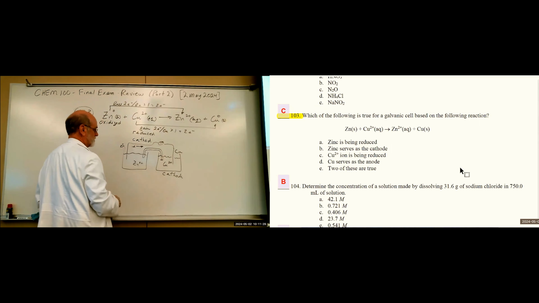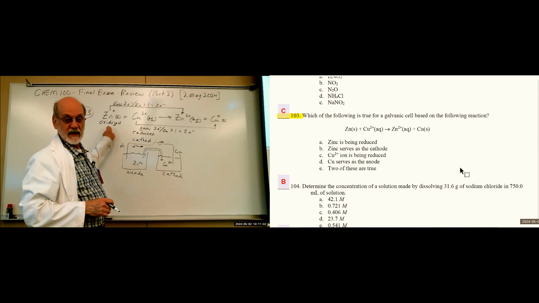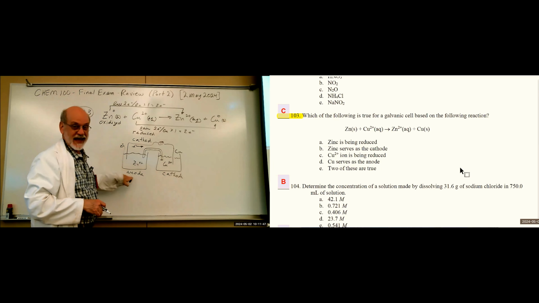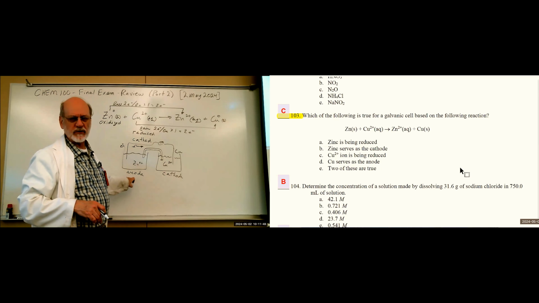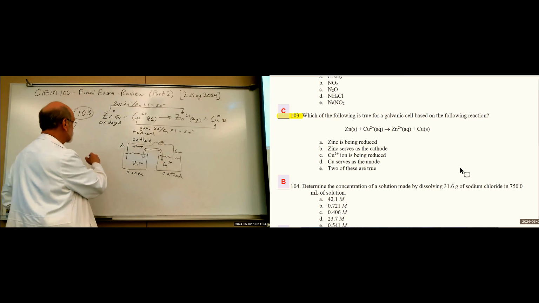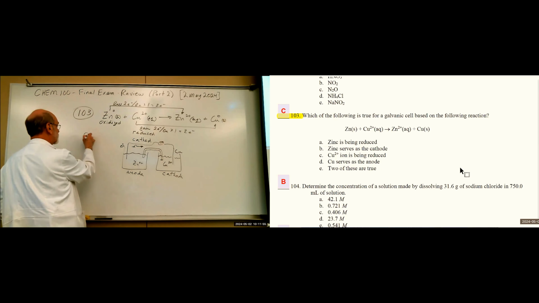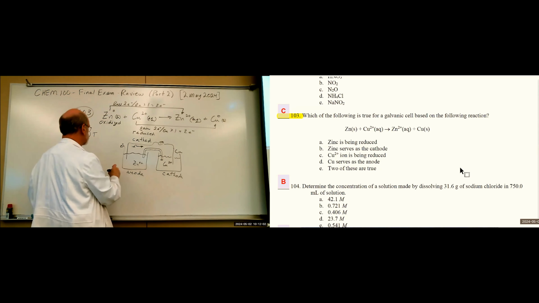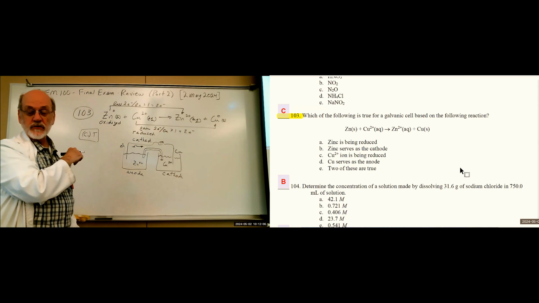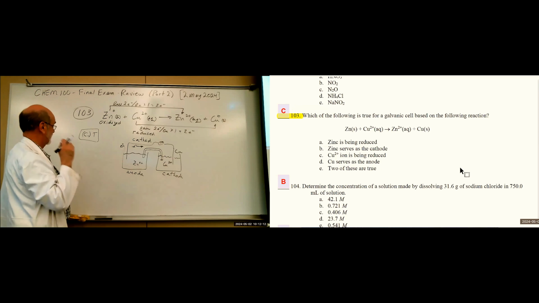All right, now let's answer the question. Zinc is being reduced. No, zinc is oxidized. Zinc serves as the cathode. No, zinc is the anode. Copper 2 plus ion is being reduced. Copper 2 plus, yes. C is true. Okay. D, copper serves as the anode. Nope, serves as the cathode. That means that's the only true statement of those 4. And E can't be true because only one of them is. Okay.